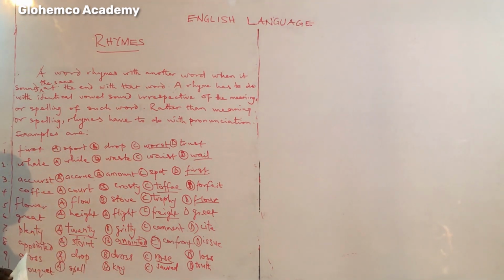Because the first one is drop, dross, and loss. Then we have bouquet. We have spell. We have K. We have sword and truth. The answer there is K.